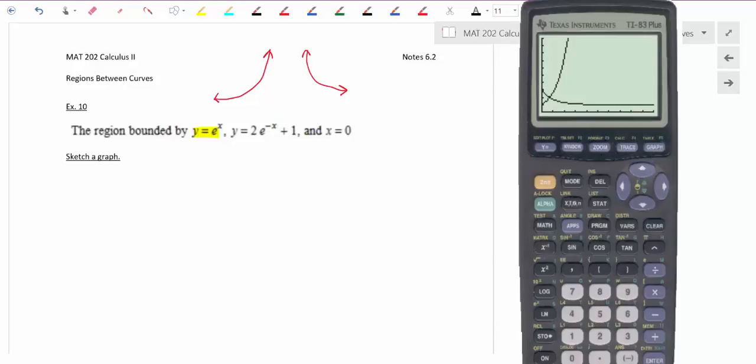So I'm just going to adjust the window so it goes 0 to 3. So let's go 0 to 3, and then maybe something like 0 to 4, like that. Graph that so we'll have a pretty good picture. So there's e to the x. Here comes out the next graph. So that's a pretty good picture. We're looking at this region right here.